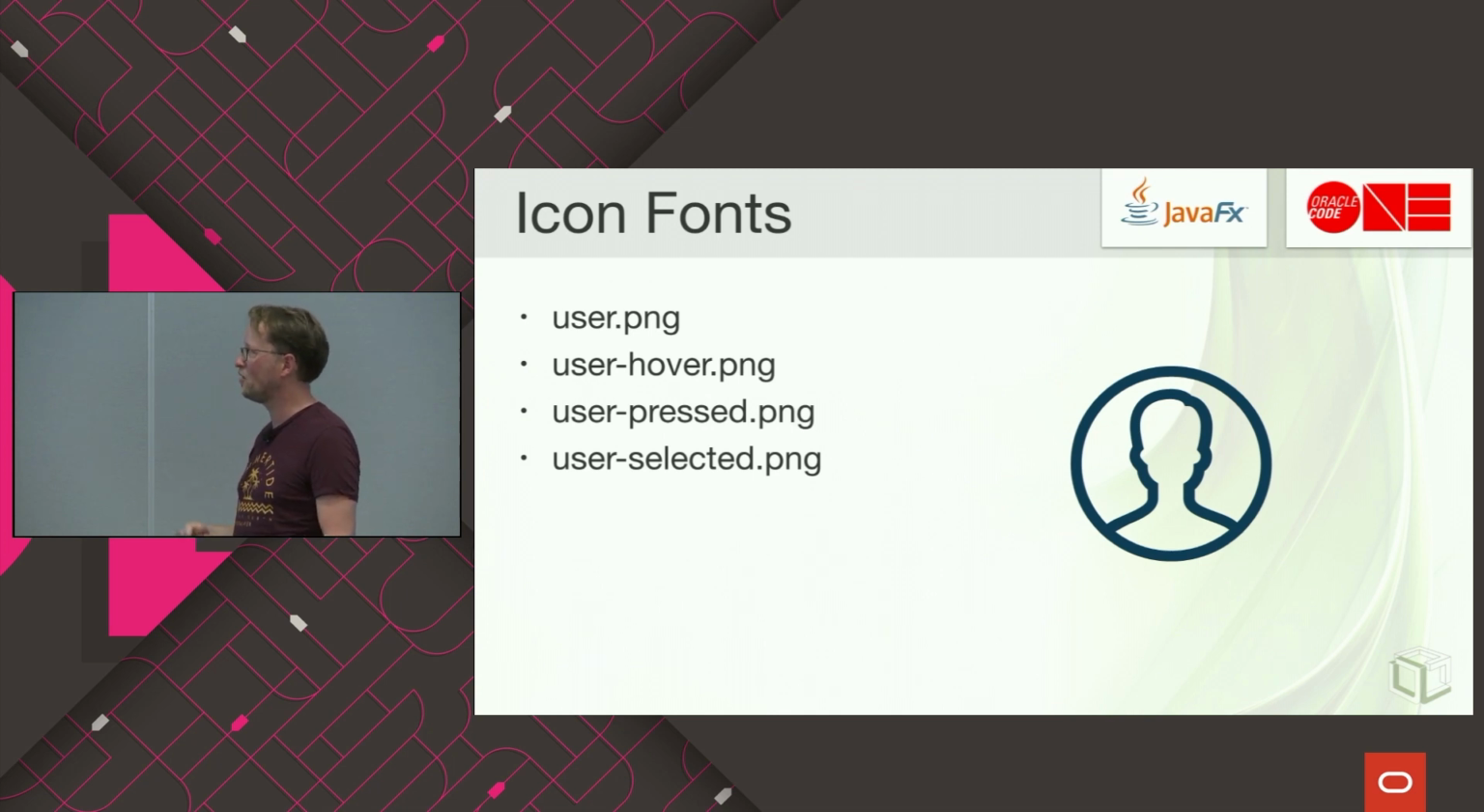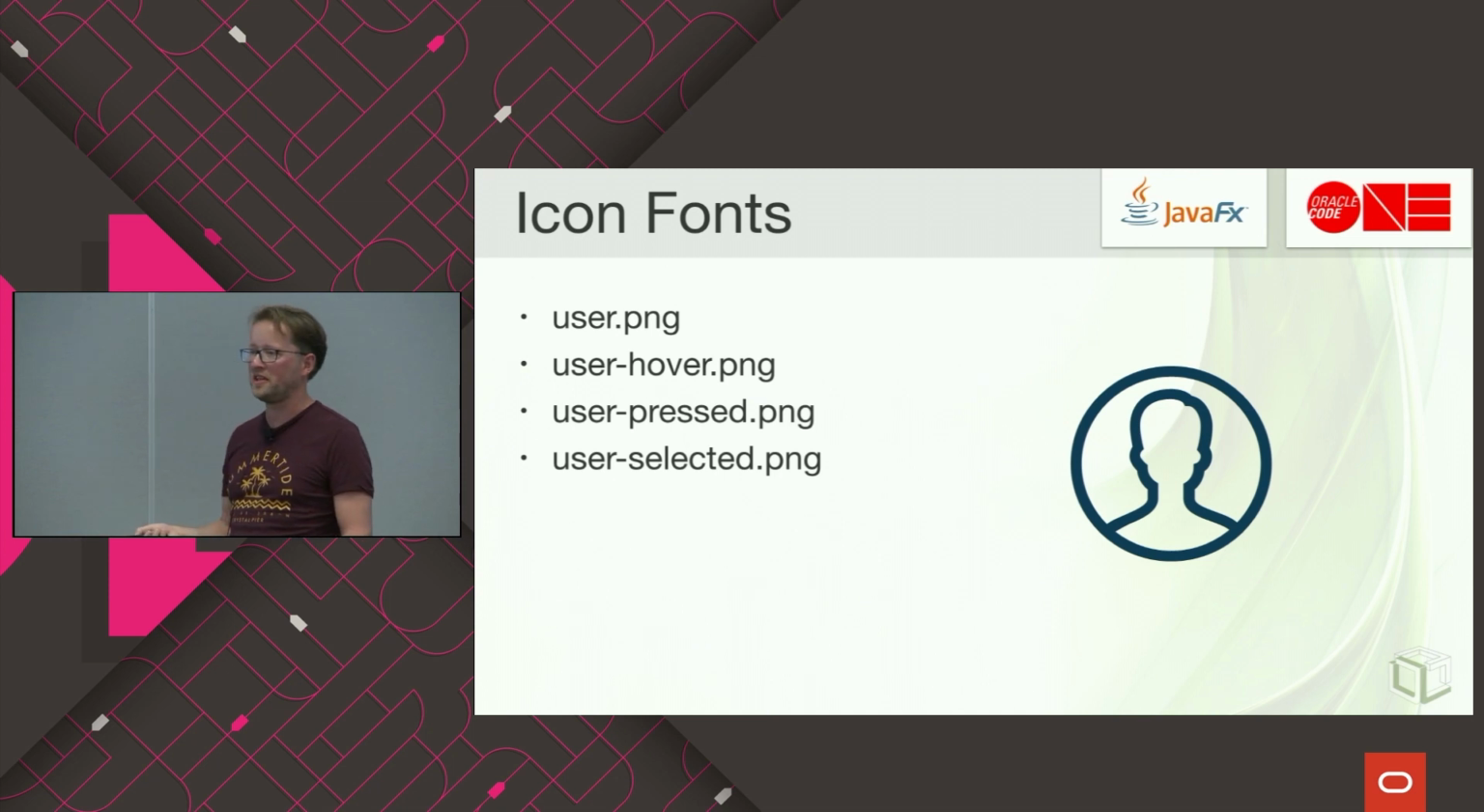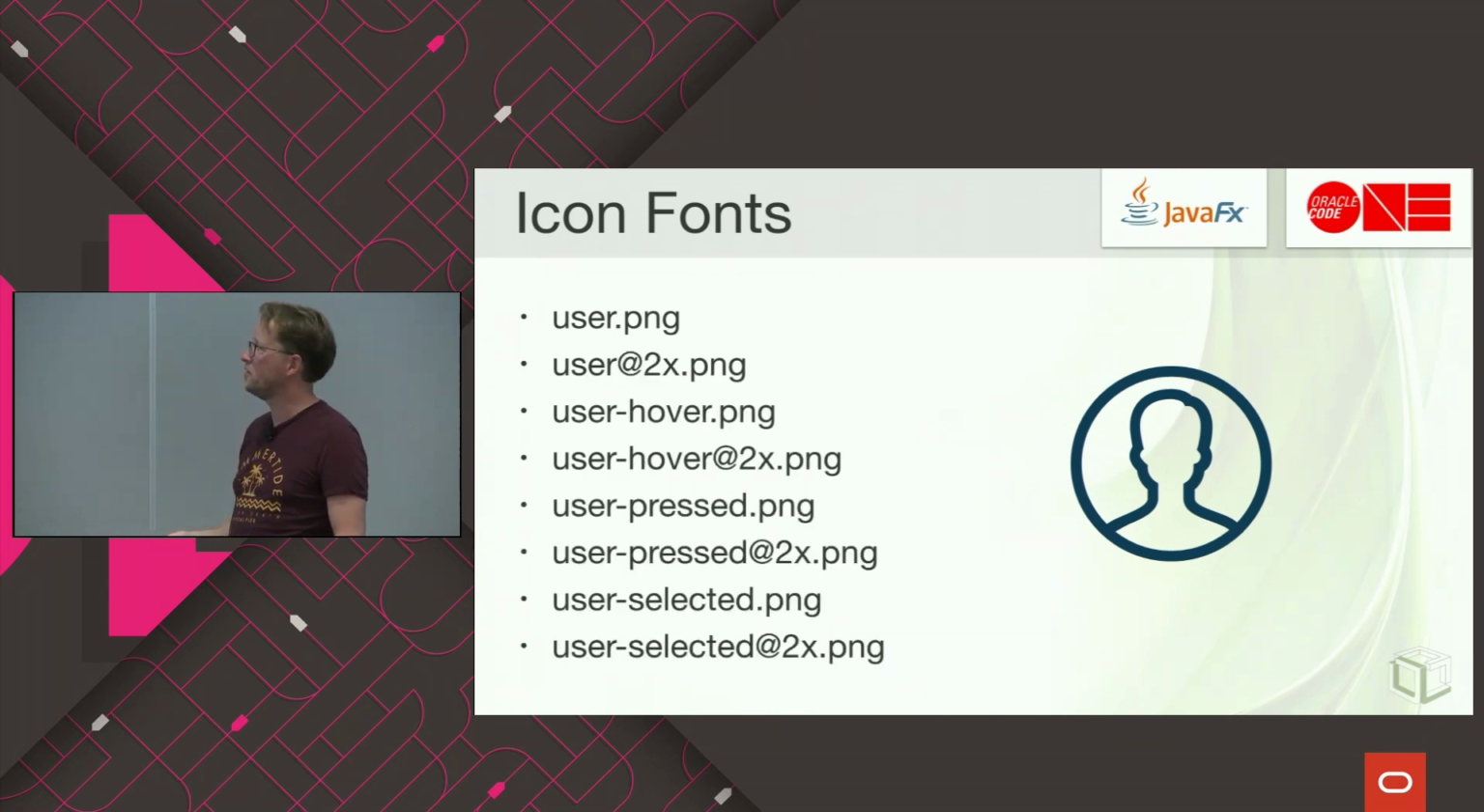But then the pain got bigger and bigger, and we never really found the time to turn around. So in the end, we had hundreds of files. And the problem is that if you need an icon, for example, for a user, then you have a user PNG file. But you also need different versions for the different states, right? You need user hover, user pressed, user selected, because you cannot use CSS for this. And it gets even worse if you want to support high-res displays. Then you have a second version for each icon.